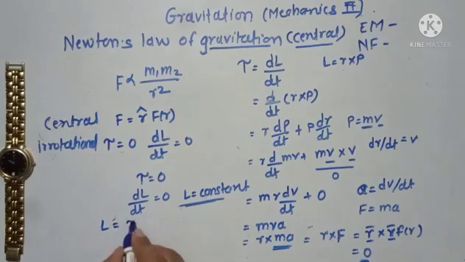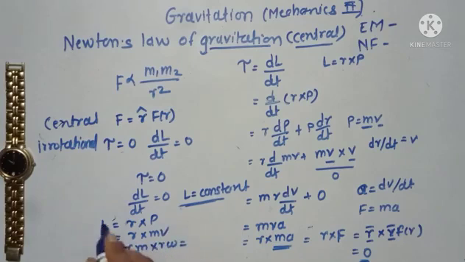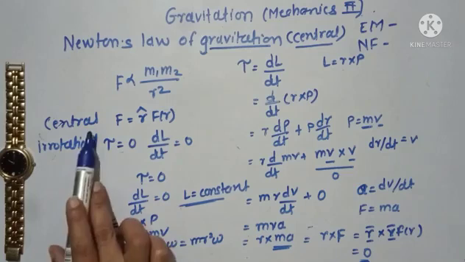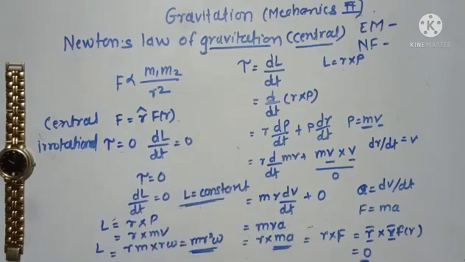Now we can also calculate this L. It is given by r cross p. If I put the value of p as mv, and put the value of v as r omega, I can write this L in a different form as m r squared omega. This is nothing but the angular momentum in an irrotational central gravitational force field.